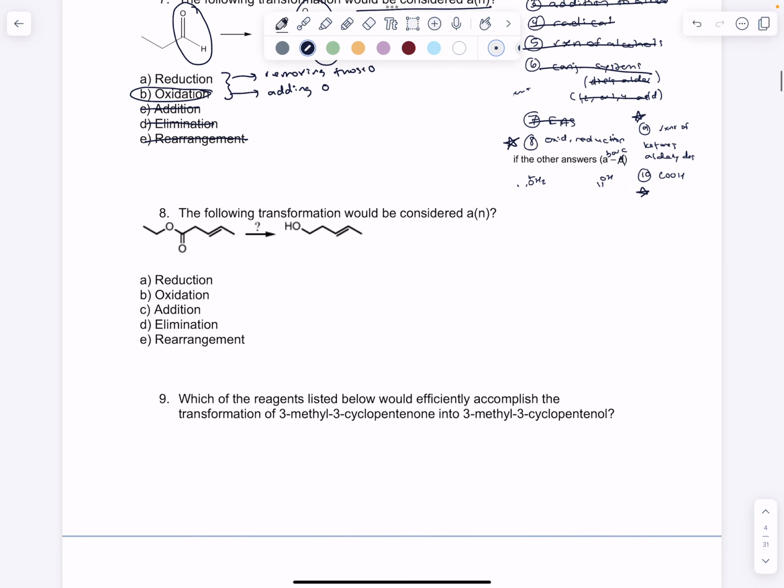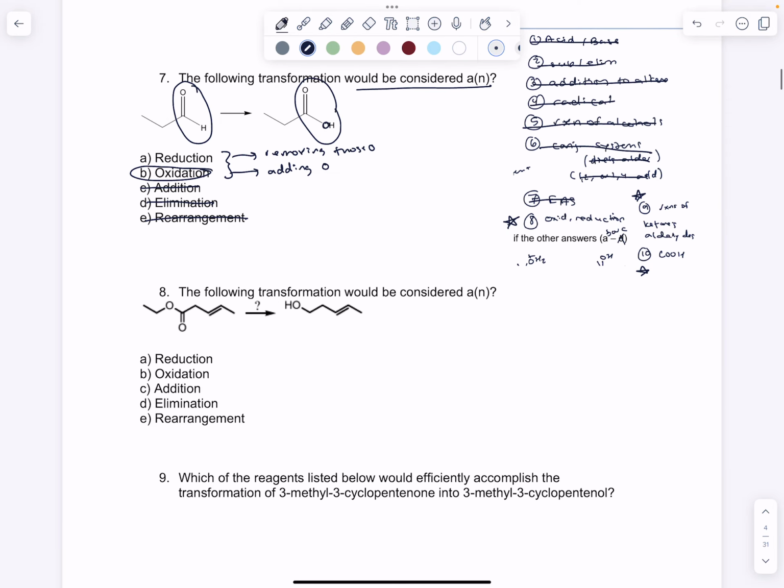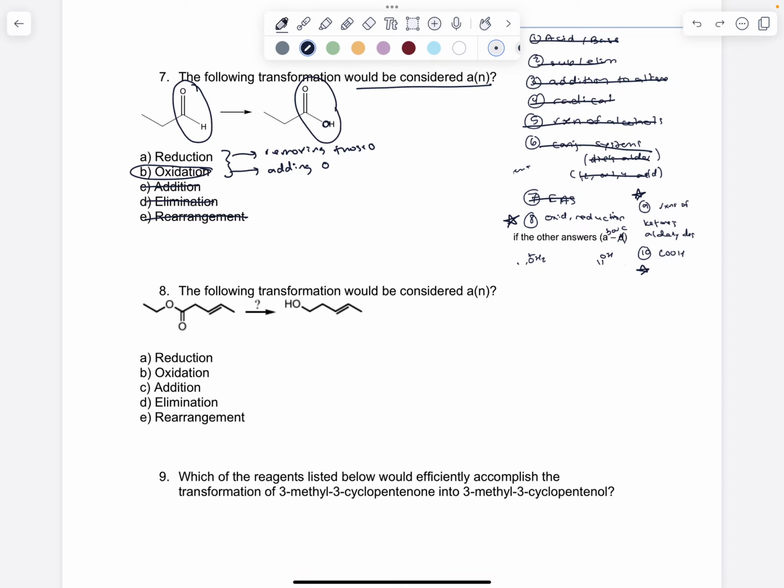Next question, and I'm not going to go through this whole thing again, but because we have the same options, we know that it's going to be something from that list. Not an addition reaction, because we're not adding anything across a double bond. Not an elimination, because we're not making a new double bond.